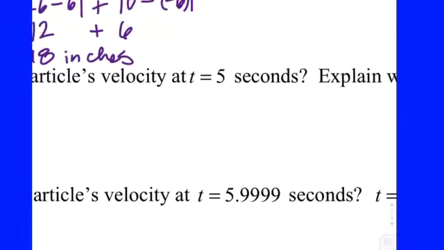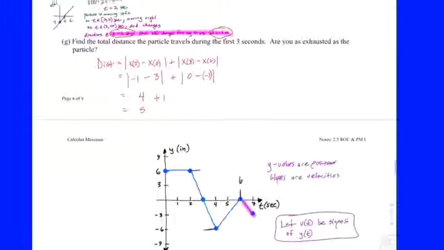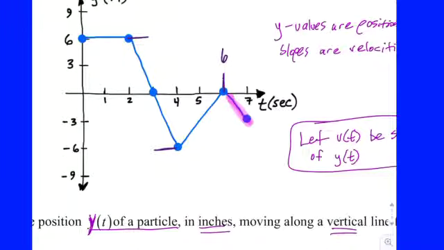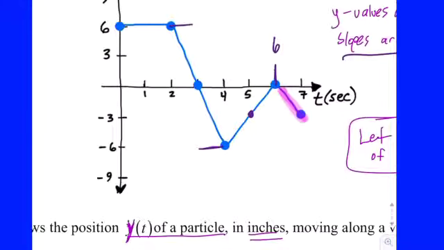Particle's velocity at t equals 5. That's instantaneous or average? Instantaneous. So that's y prime of 5, or v of 5. But we look up here, and this is the graph of position. So what are we really looking for at 5 to answer the question? The slope, right? It's on a little line segment, so you can just calculate it. We rise how much from negative 6 to 0? We rise 6, and we run 2.